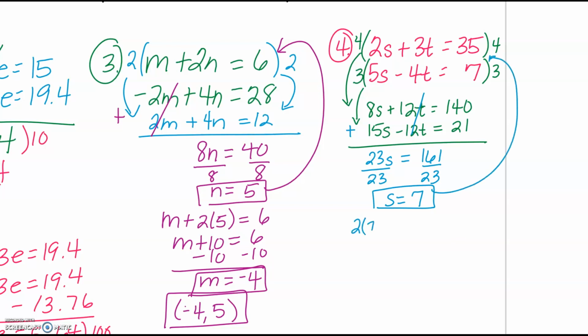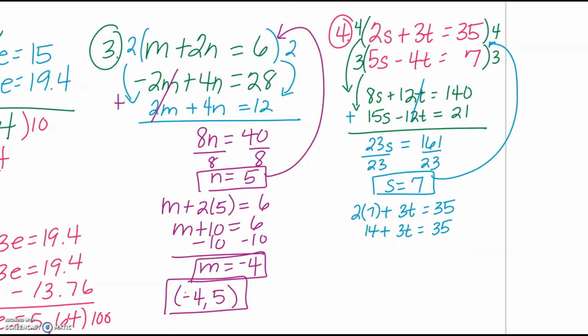2 times S, or 2 times 7, plus 3t equals 35. 14 plus 3t equals 35. I'm to the point where if you can do some of this mentally, like subtracting your 14 and dividing by 3, I'm okay with you doing it. You don't have to show the subtracting of 14. You can get 3t equals 21. And then if you're comfortable dividing by 3, you can show me that t equals 7.